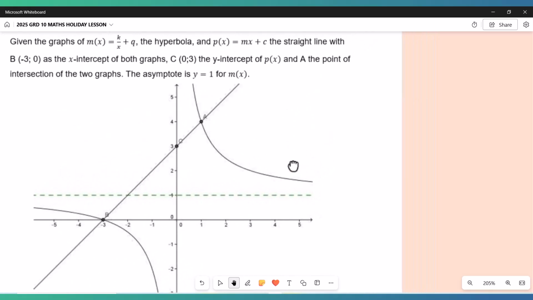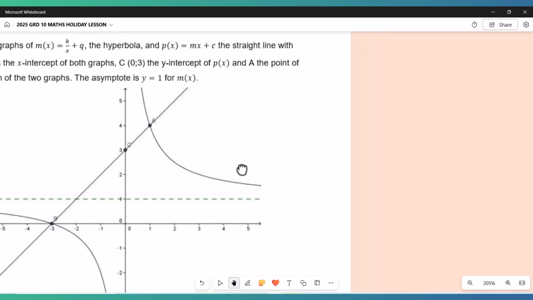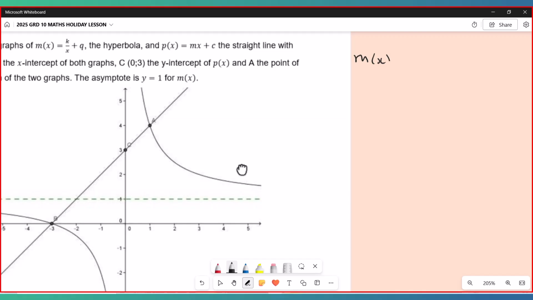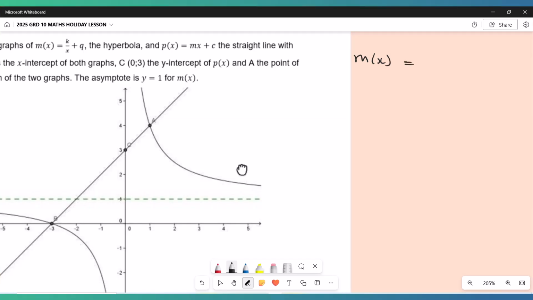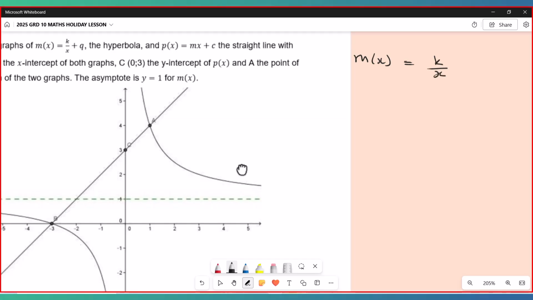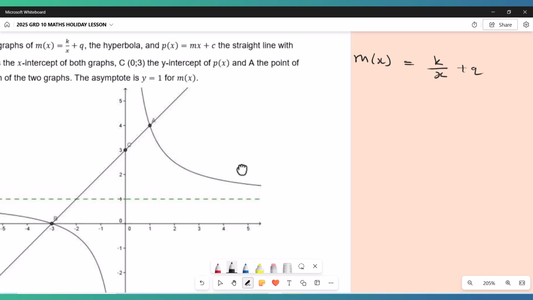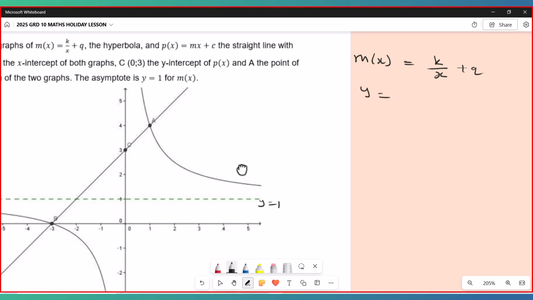Okay, no problem. Now to get our equation for m of x, we're going to use the given information here. For example, the asymptote, let's say it was y equals 1, so our q is 1. So m of x equals k divided by x plus q, which means my y equals k over x plus 1.